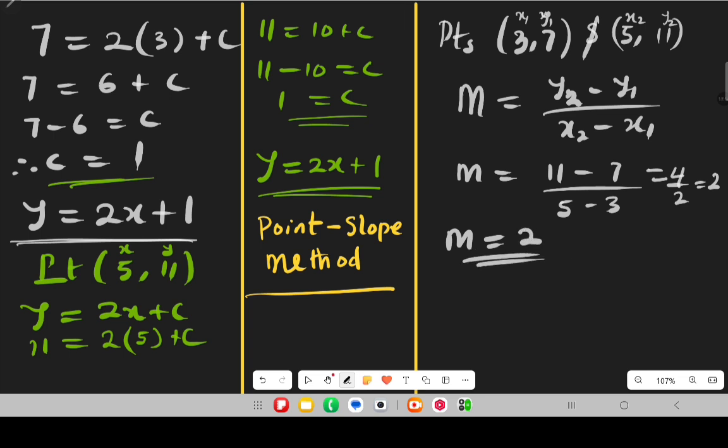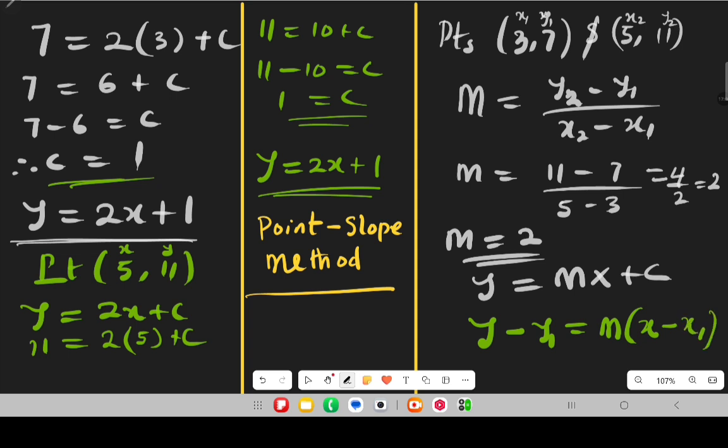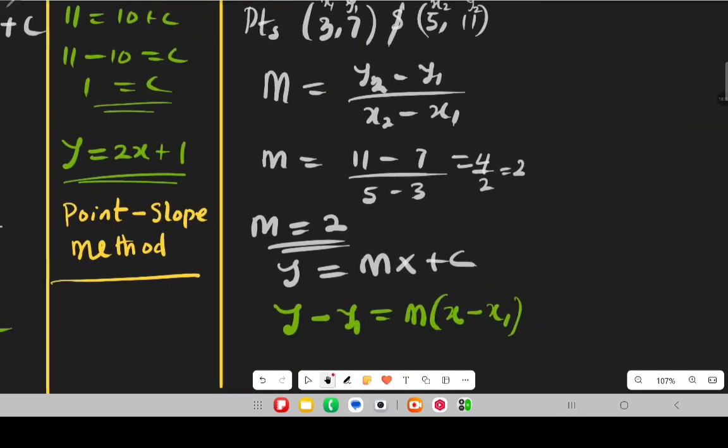Then the equation of a straight line is of the form y equals mx plus c. But using the point-slope method, we don't need to look for the value of c. We just use the formula y minus y1 equals m times x minus x1. You can use any of the points. You can say y minus y2 if you are using the second point, and x minus x2. At the end of the day, we will get the same answer. Now, let's continue.